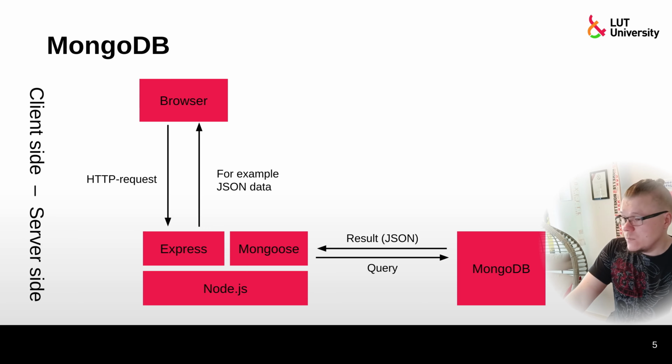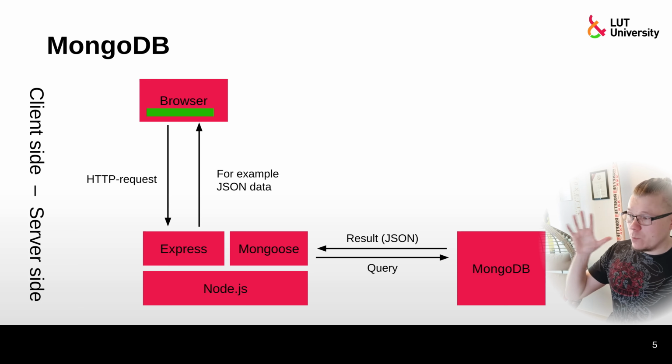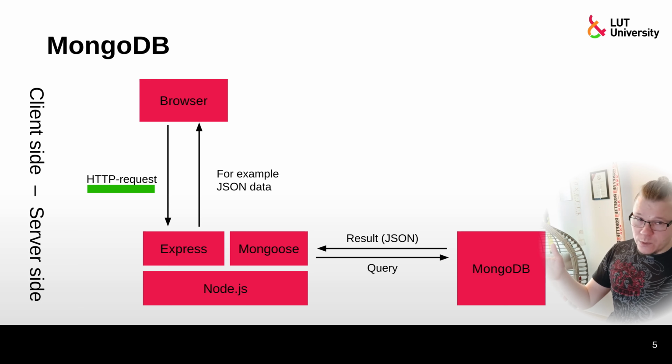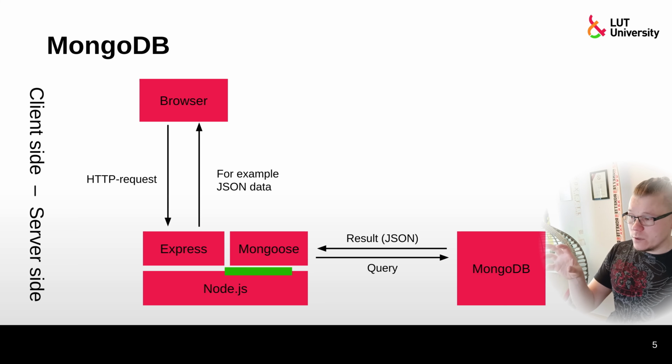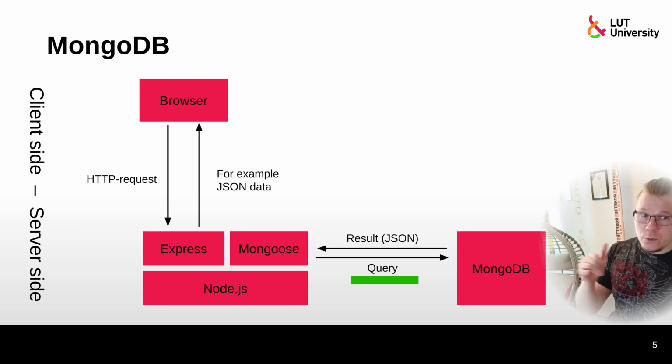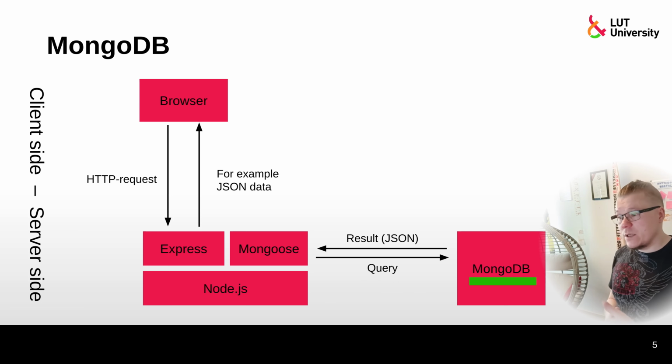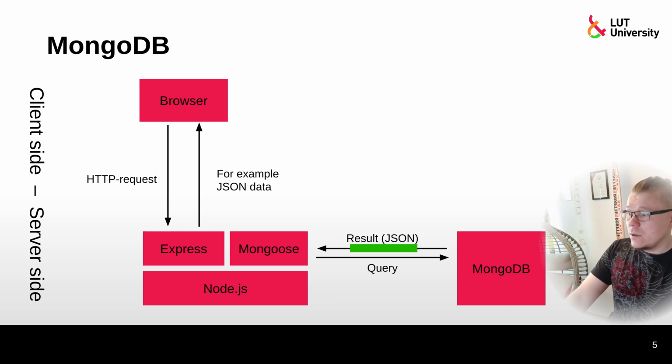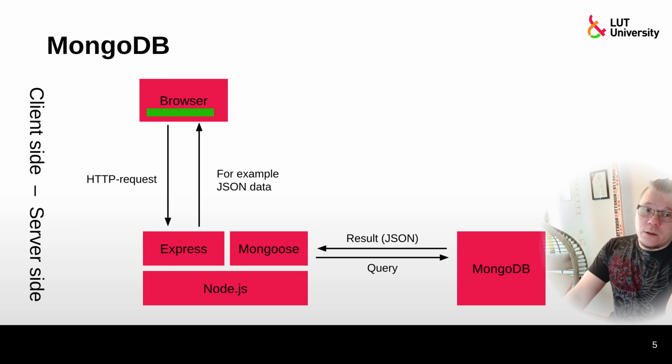So, as we are building browser-based software, we have a browser which is making an HTTP request to the Express and Node.js backend, and we are using Mongoose there, which is then making a query to the database, which is providing us results that are JSON, and that JSON can be then forwarded to the browser, and the browser can do whatever it wishes with the JSON, or we can manipulate that JSON, of course, in our Express Node.js application.